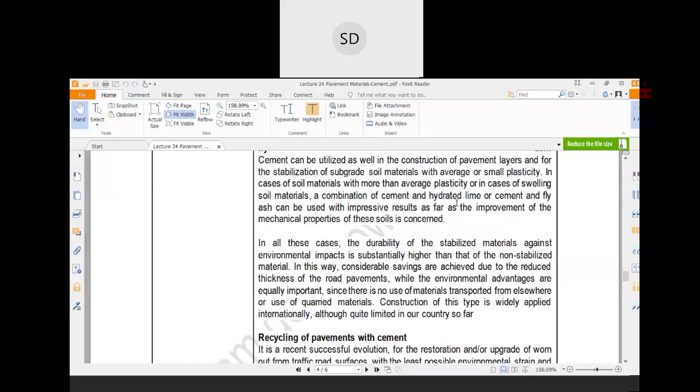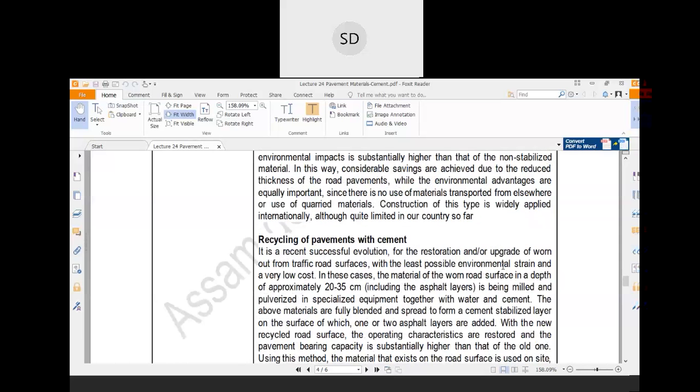So in all these cases, the durability of the stabilized materials against environmental impacts is substantially higher than that of the non-stabilized material. So in this way, considerable savings are achieved due to a reduced thickness of the road pavements, while the environmental advantages are equally important, since there is no use of materials transported from elsewhere or use of quarried material.